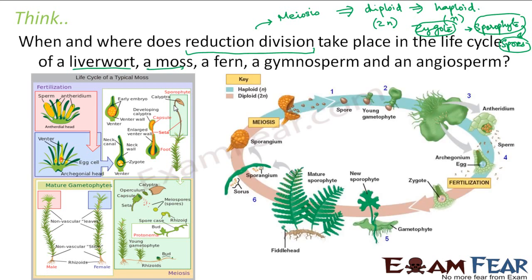Now when I talk about a fern, it is a pteridophyte. So in case of a fern, these are the spores. Where are the spores present? They are present in the sporangia. So here meiosis occurs, when the spores are released from the sporangium. So here exactly the meiosis or the reduction division takes place.